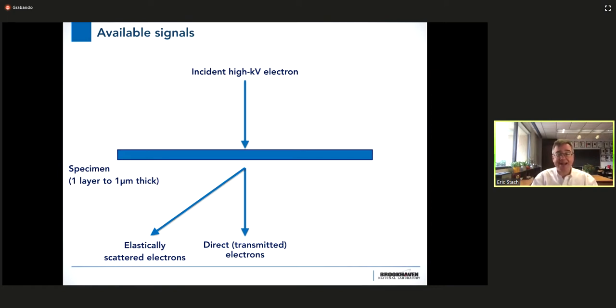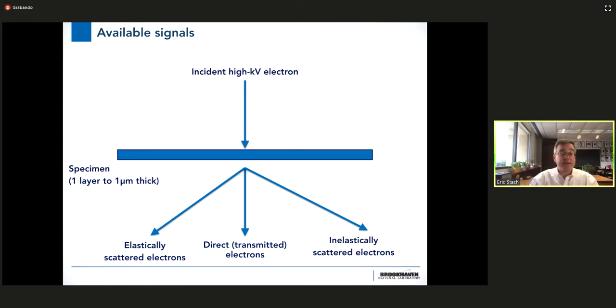So these are elastically scattered electrons. The 200 kV that comes in interacts with the atom and leaves at 200 kV. We can also have inelastically scattered electrons. The incident electron comes in, has an interaction with either the nucleus or more commonly with the electron cloud, and then loses some energy and then scatters down through the sample.